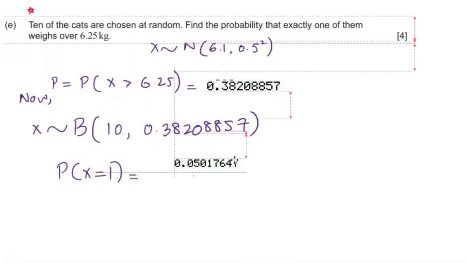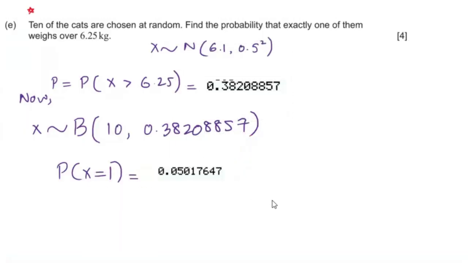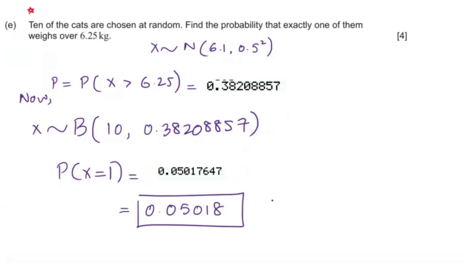So they're saying 10 of the cats are chosen at random. Find the probability exactly one of them weighs over this. So it's going to be 0.05 and 0.18. That should be my answer.